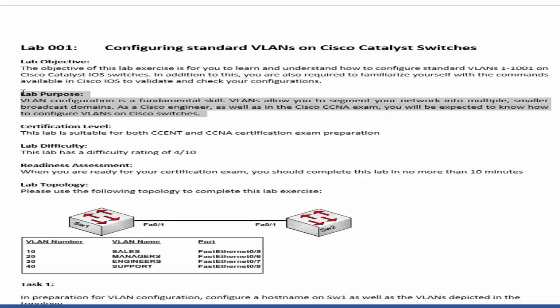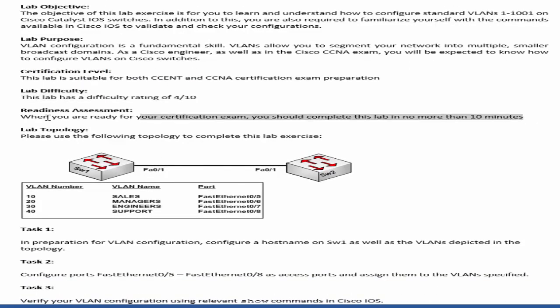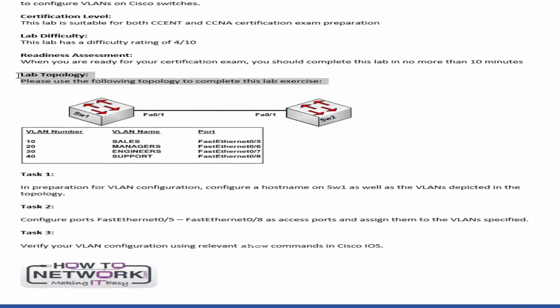Lab purpose. We look at the level also. They get progressively more difficult as they get along. Labs should all be broken down into either CCENT or CCNA. This is our topology, so you can see it's pretty simple. We've got two switches here connected with FastEthernet 0/1, and the tasks are broken down into various steps.